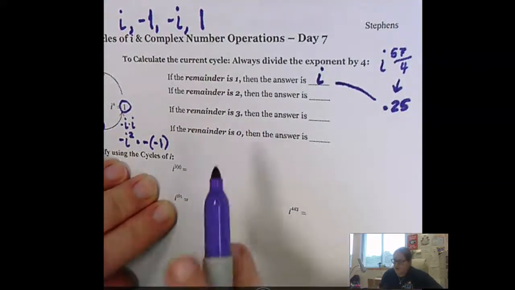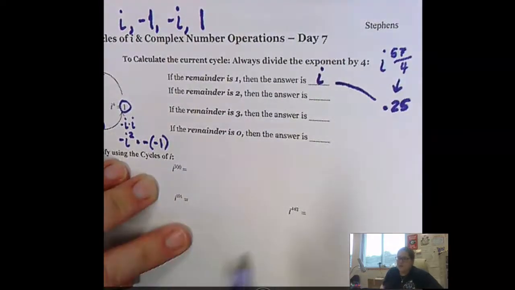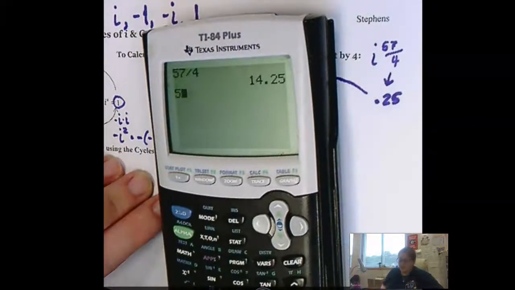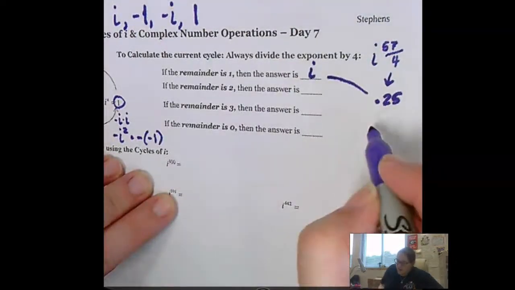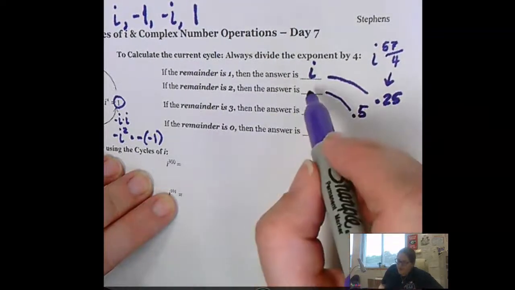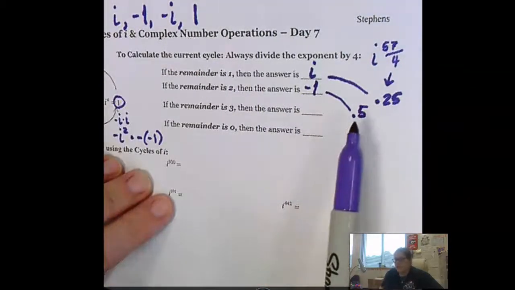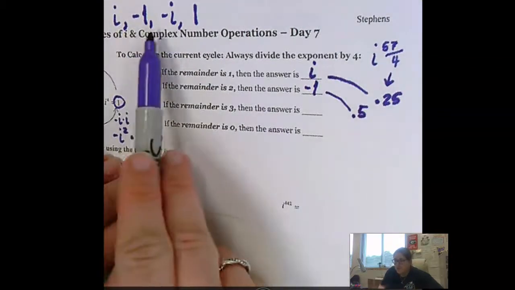So if the remainder is 2, let's just go up. The next one would be 58. So if I did 58 divided by 4, it's 14.5. So if the decimal ends in 0.5, that means we are on the second term. Again, if you think of quarters, 0.5 would be 50 cents. 50 cents is 2 quarters, my second term there.